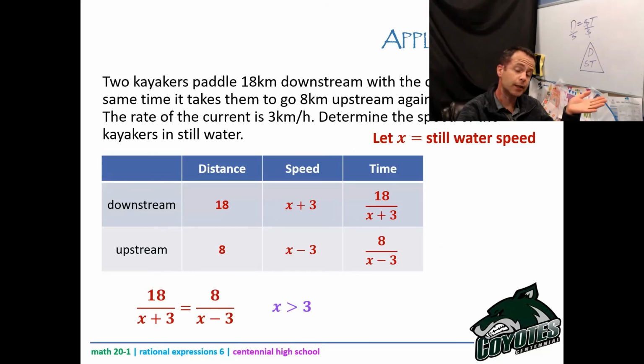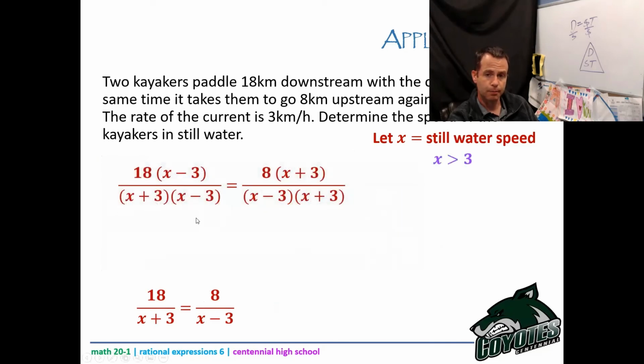Okay, so now I need a common denominator. It's going to be x plus 3 and x minus 3. This guy needs the x minus 3 on the top and the bottom. This one needs the x plus 3 on the top and the bottom. So I'm going to go ahead and do that right here. Okay, so now that I have that done, I can just pull the numerators out.